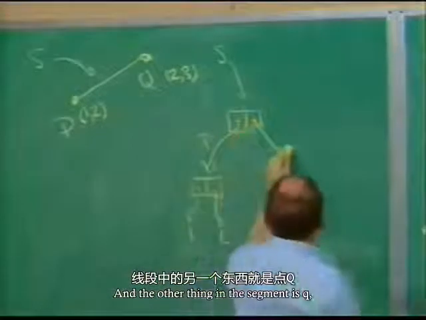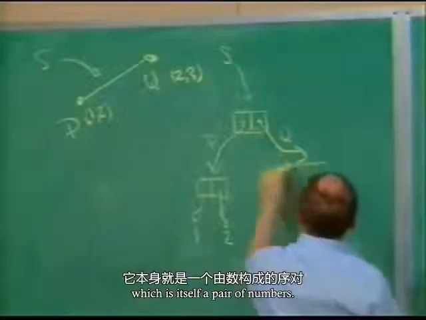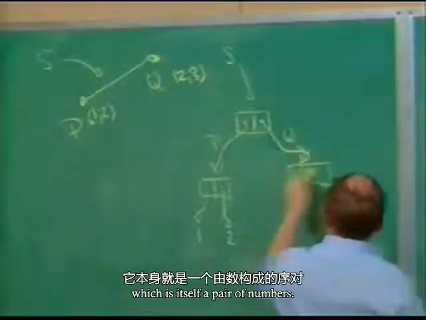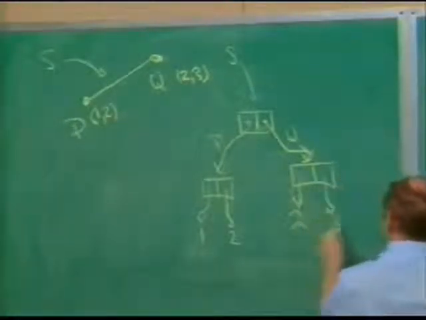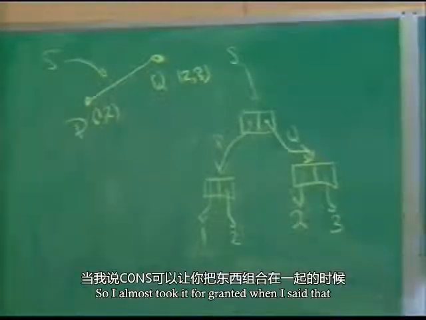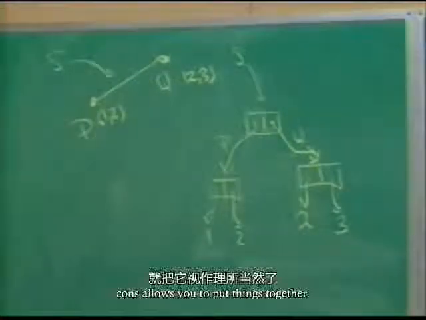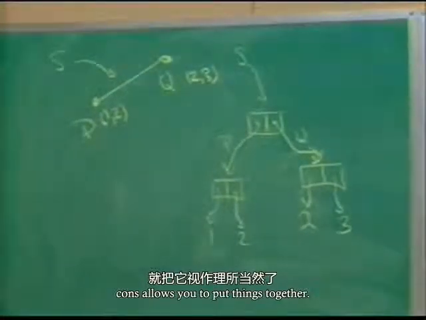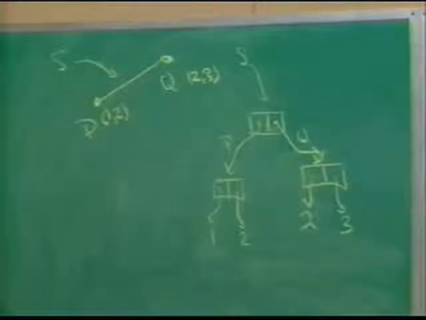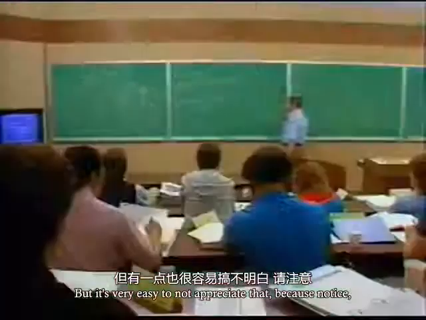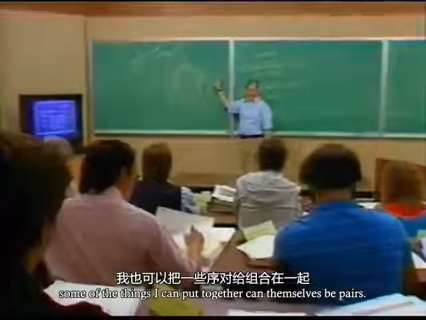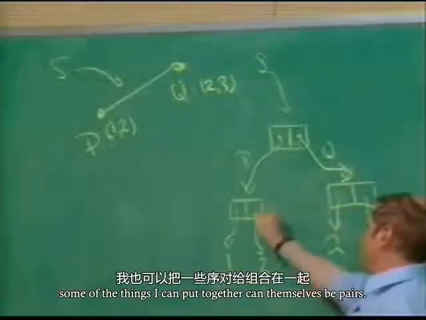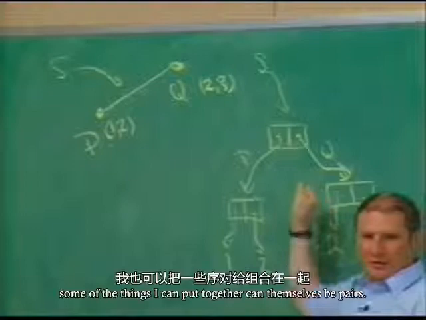And the other thing in the segment is Q, which is itself a pair of numbers. So I almost took it for granted when I said that Kant allows you to put things together. But it's very easy to not appreciate that, because notice some of the things I can put together can themselves be pairs.